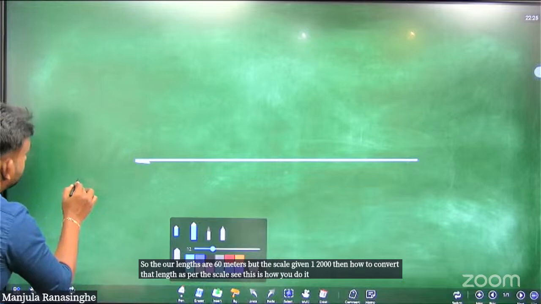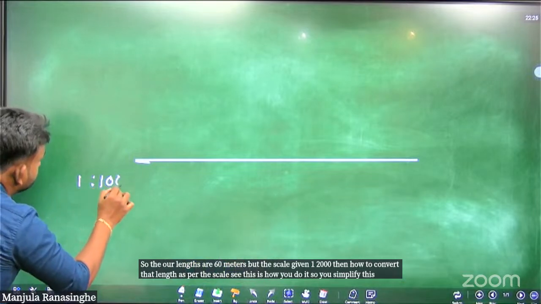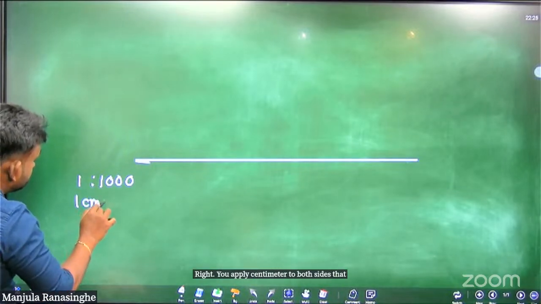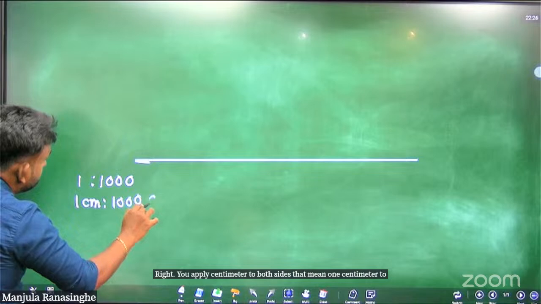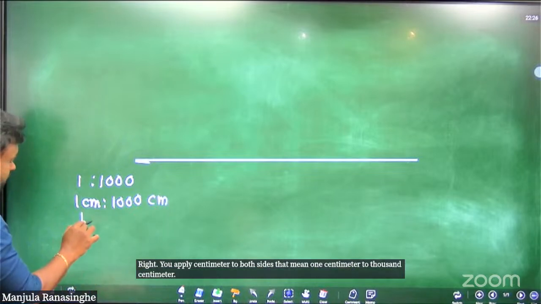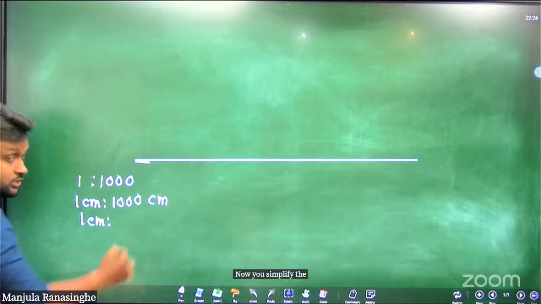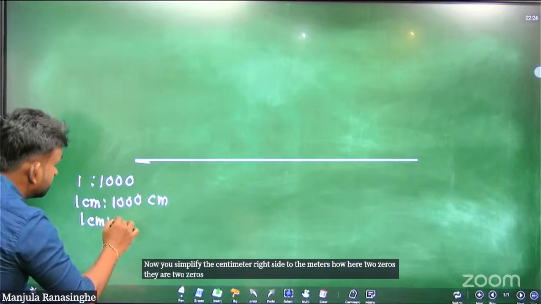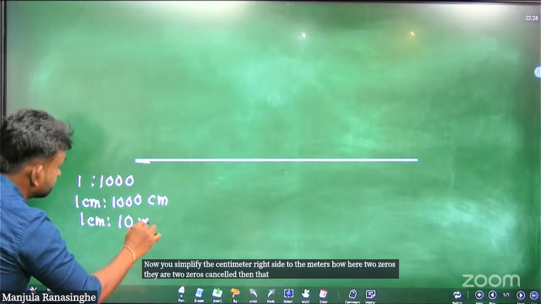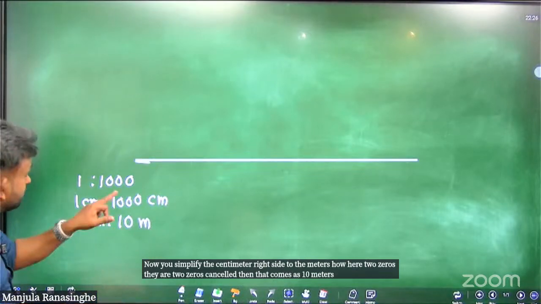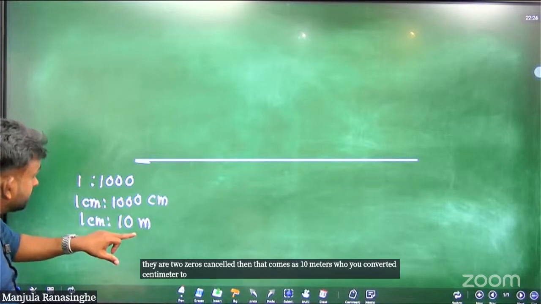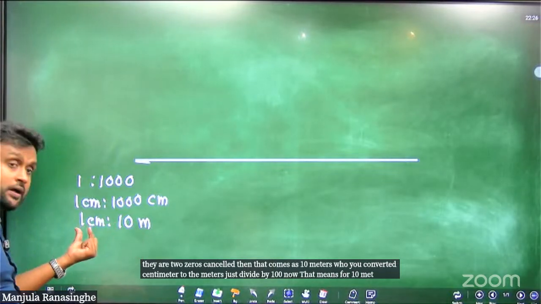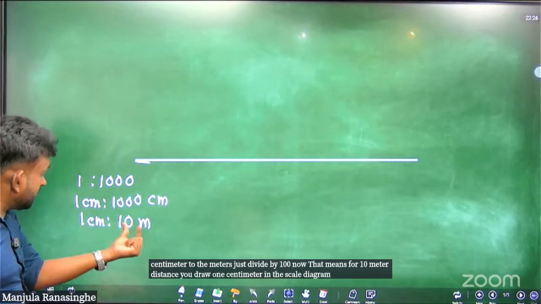So you simplify this scale 1 to 1000. You apply centimeter to both sides. That means 1 centimeter to 1000 centimeter. Do it this way. Now you simplify the centimeter on the right side to meters. How? Here there are two zeros, two zeros cancelled. Then that comes as 10 meters. To convert centimeters to meters, just divide by 100. Now that means for a 10-meter distance, you draw 1 centimeter in the scale diagram. For 10 meter, 1 centimeter.